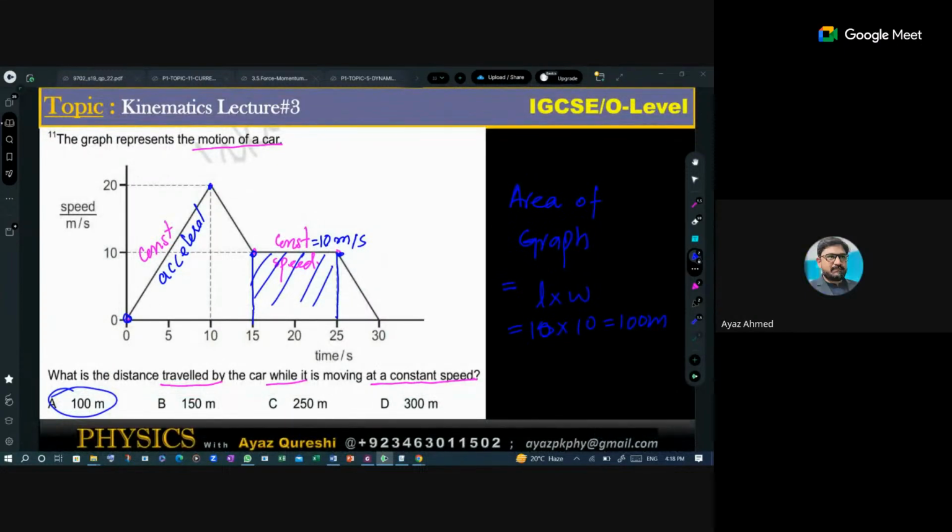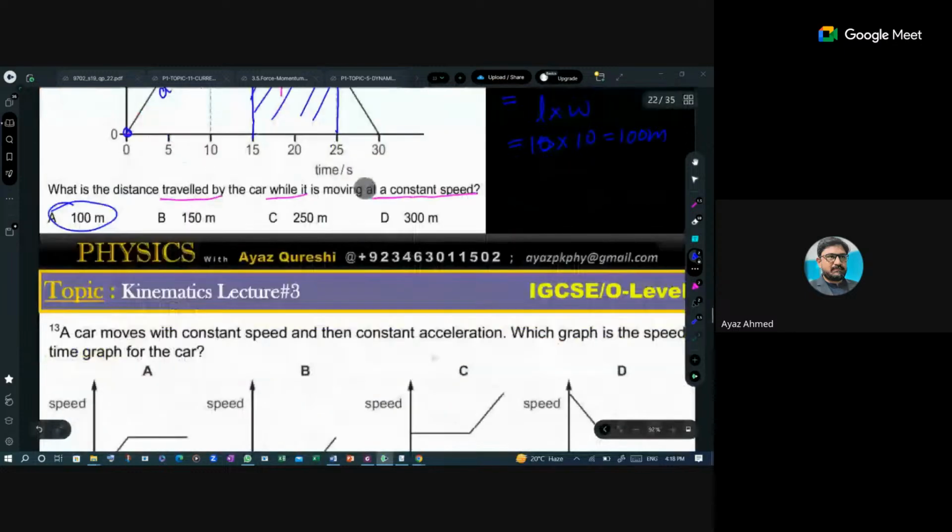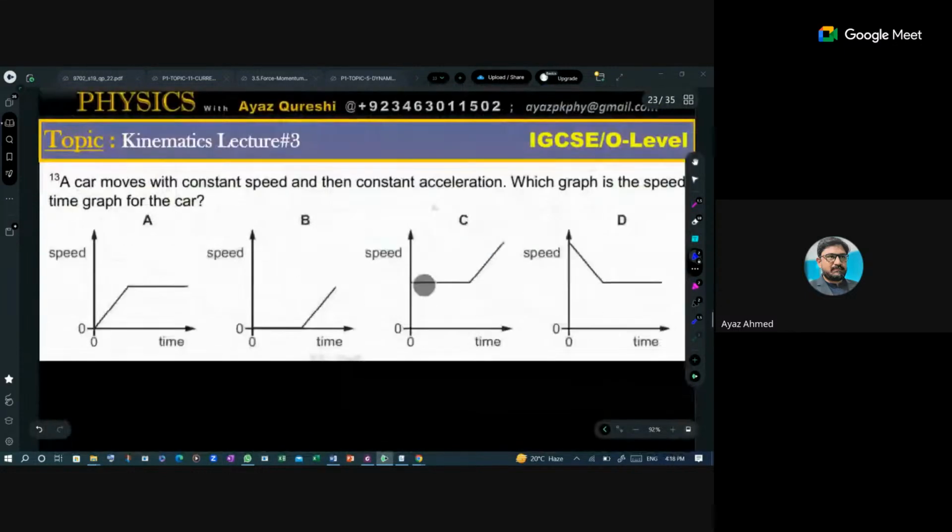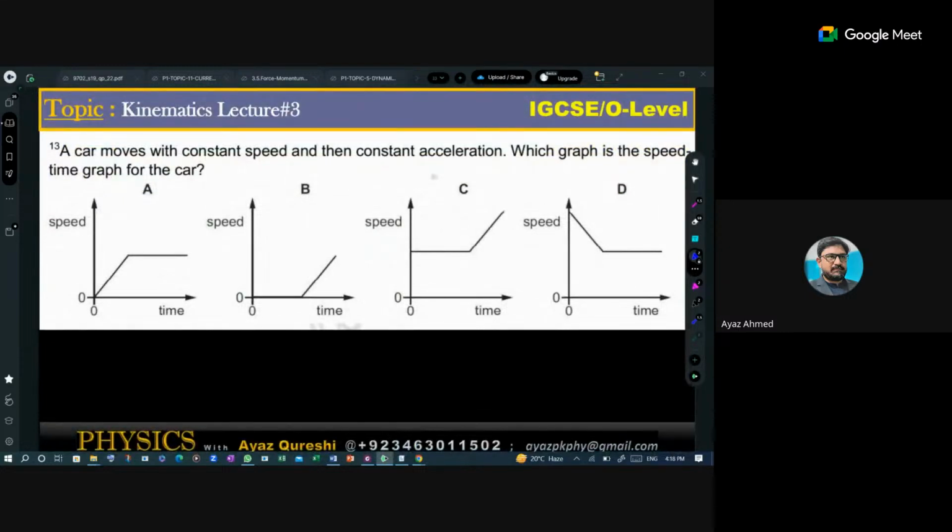Okay. Now I'm going to show you another question. Let me know about this question. What is being described in this?